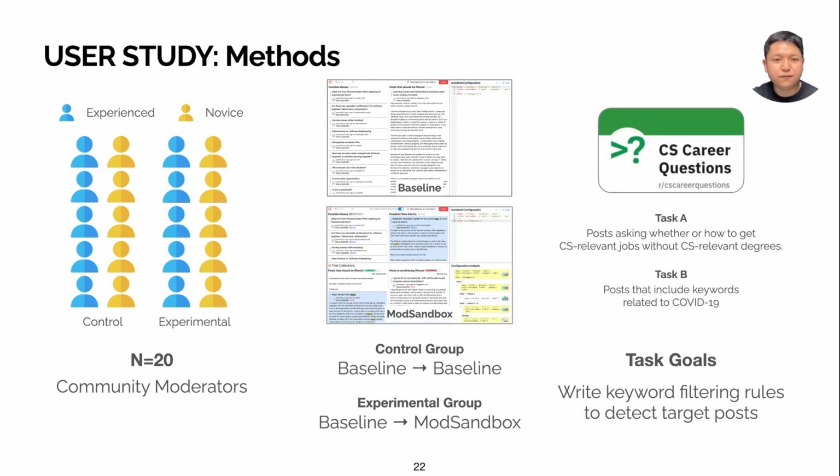We provided posts from the CS Career Question subreddit and assigned 2 main tasks: writing keyword filtering rules to detect computer science relevant job without degrees posts, and posts with COVID-19 related keywords.